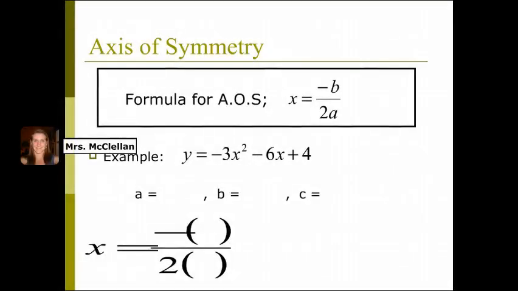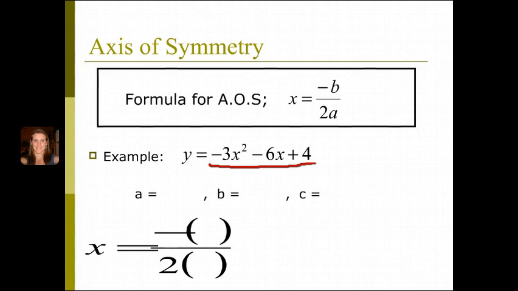There are many ways you can find the axis of symmetry, by looking at the equation or by graphing. If you have a graphing calculator, you don't need to do all of this work. You simply need to plug your equation into your calculator and find the vertex, and your x value for the vertex is going to be your axis of symmetry. However, if you don't have a graphing calculator, you'll need to use the formula x equals negative b over 2a.